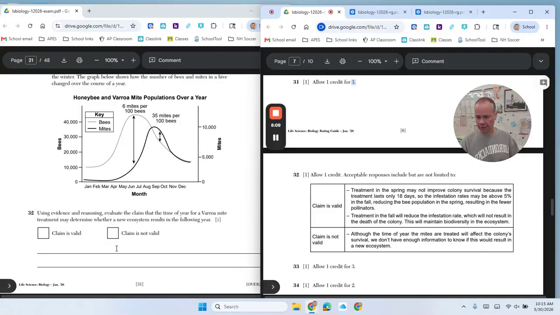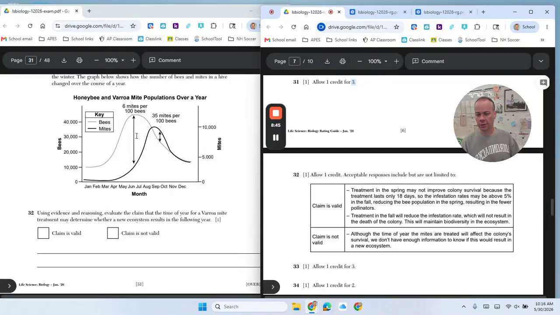about why that makes sense scientifically. So if we look at the answer choices: treatment in the spring may not improve colony survival because a treatment lasts only 18 days and the infestation rate may be above 5% in the fall, which would reduce the bee population in the spring. So that would mean that the claim is valid, that the time of the year is important. Or here's a simpler answer. The treatment in the fall will reduce infestation rate, which will not result in the death of the colony and will maintain biodiversity. So the timing is important.